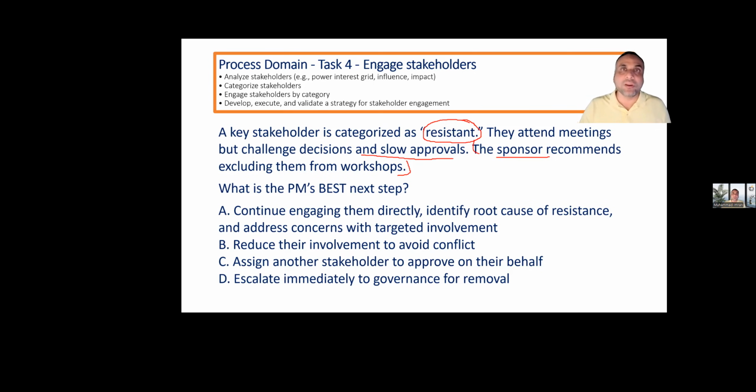So sometimes someone is already resistant and you are removing them also. So continue engaging them directly, identify the root cause of resistance, and address concerns with targeted involvement. Reduce their involvement to avoid conflict. Assign another stakeholder to approve on their behalf. Escalate immediately to governance for removal. So even though the sponsor is saying remove, we do not alienate stakeholders. So yes, the correct answer is A. All of you are correct. Very good.